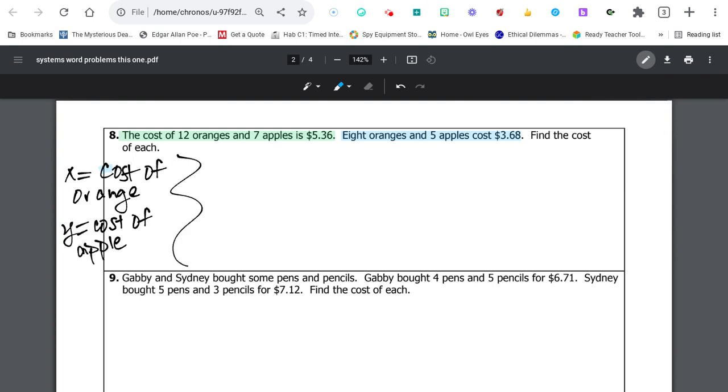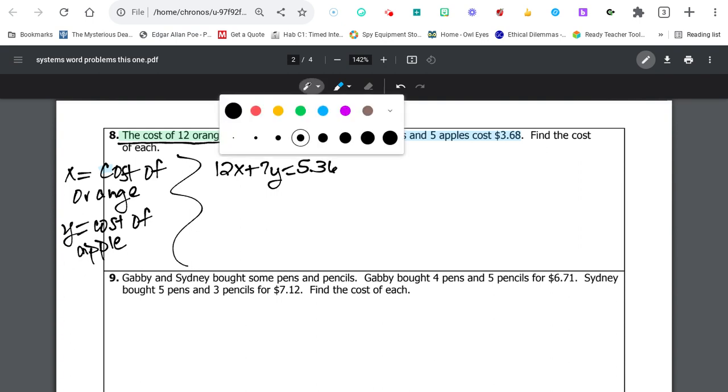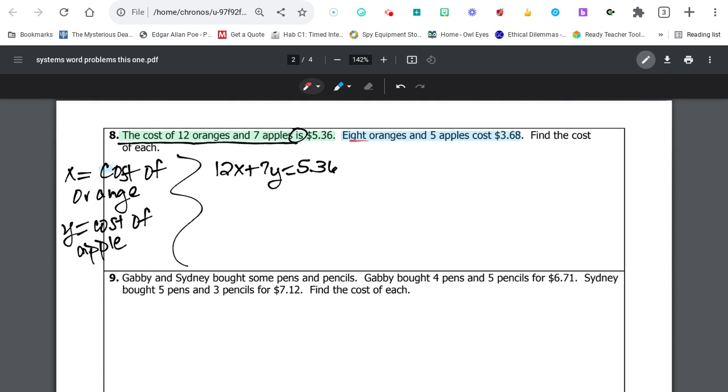Okay, so let's do the one in green first. The cost of 12 oranges and 7 apples, so it's going to be 12x plus 7y, and we know it's equal to $5.36. And then, of course, the other equation, 8 oranges, so 8x plus 5 apples, so that's plus 5y equals $3.68. And that's a decimal.